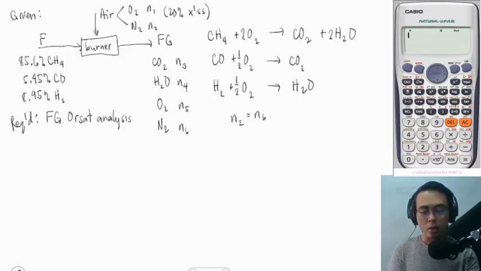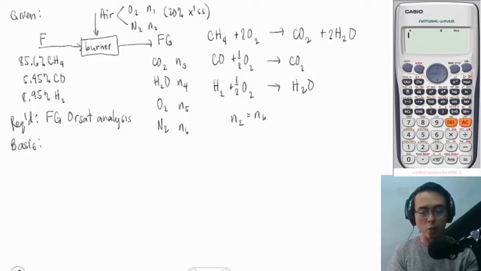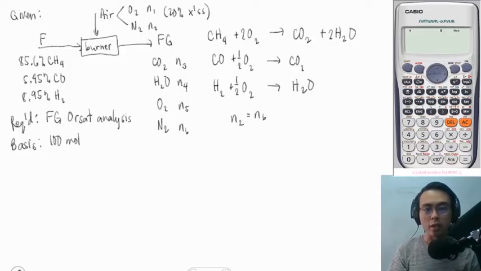Okay? So to start the solution, we set the basis. A very good basis here would be in the feed. So let's see if there's no given. Okay, we're not given the amount of the feed, so we can assume a basis for the feed. Let's say 100 moles. Now, why did I use moles instead of grams? Remember, for gaseous substances, whenever you are given a percent composition and there's no specification if that's percent by mole or percent by mass, you are to assume that that is percent by mole because it's a gas.